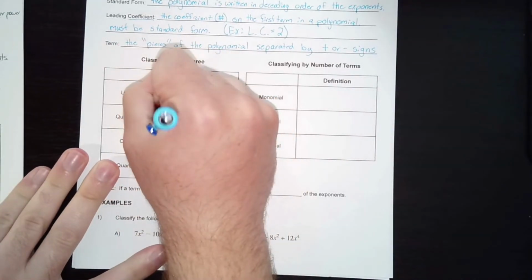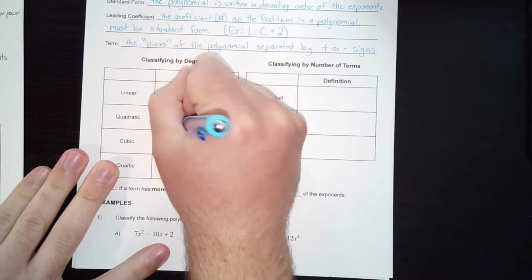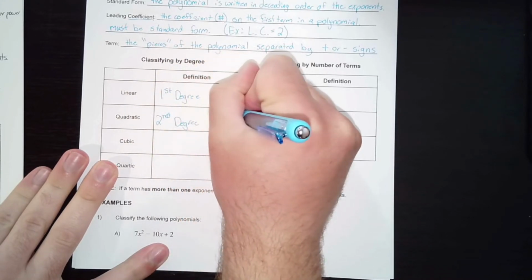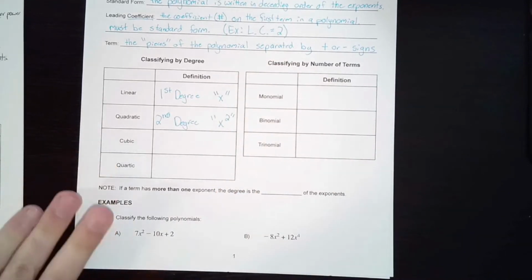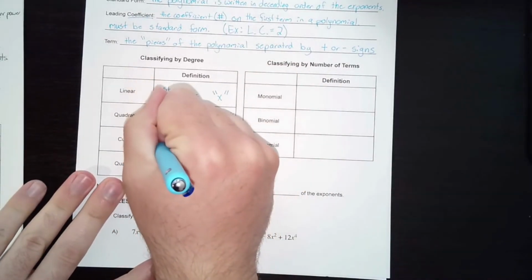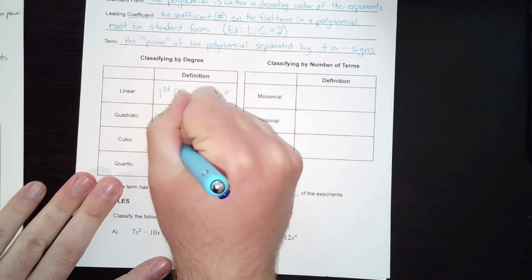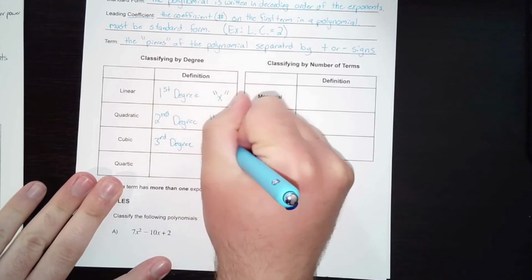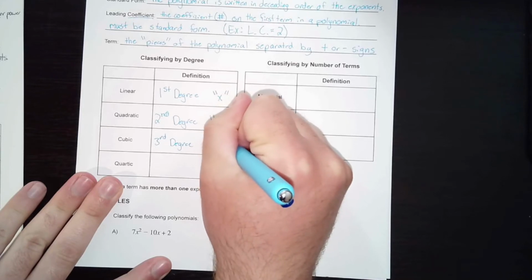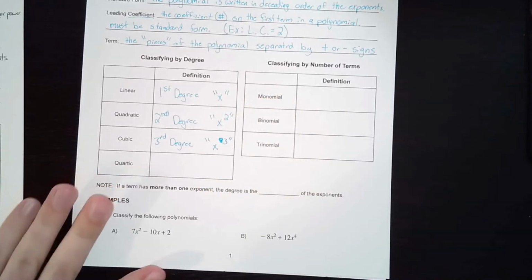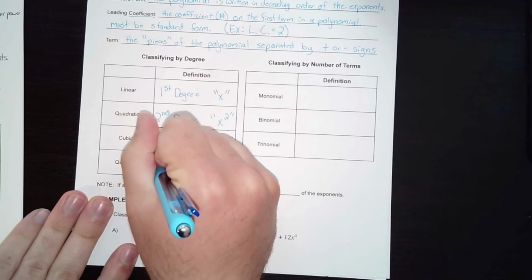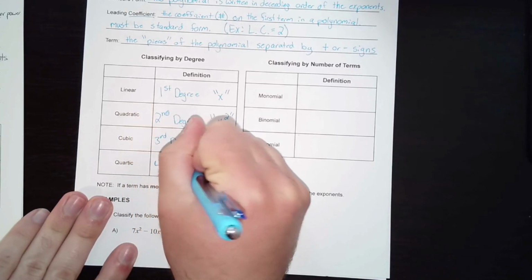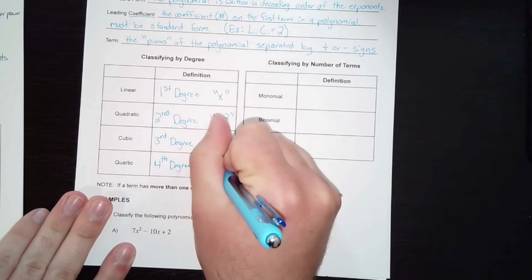Quadratic moves up to the second degree, which means now I'm talking about an x squared. Cubic, you might guess, is the third degree. Refers to the x to the third. I'm getting ahead of myself. And then finally, quartic is the fourth degree, which is x to the fourth.